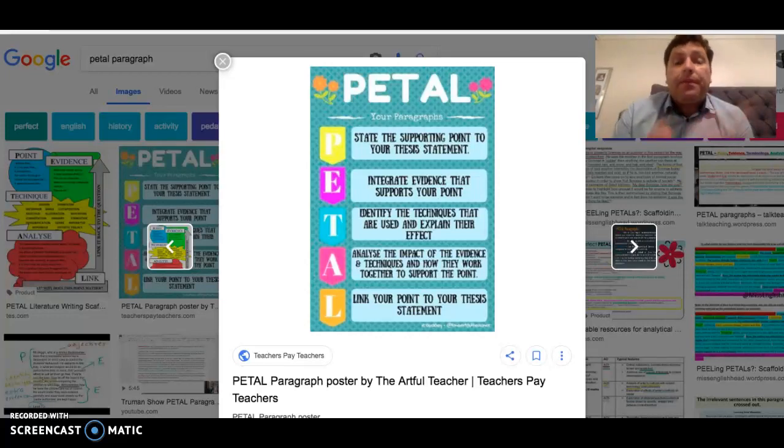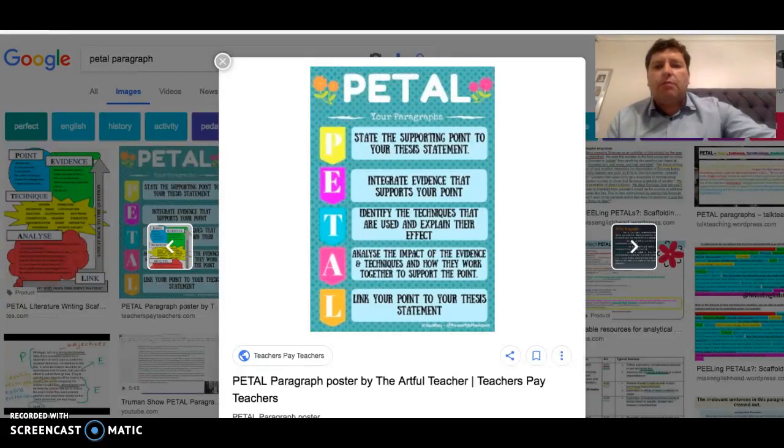Hi, Year 9. Just a few brief words about your essay, just to give you a bit of a hand. I put in a thing called a petal, which is a scaffold to help you organise your thoughts when it comes to your body paragraph writing.